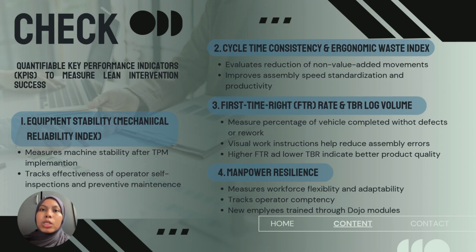Second, the station cycle time consistency and ergonomic waste index evaluate how efficiently operators perform assembly tasks by placing tools and components closer to the workstation. Unnecessary movement is reduced, resulting in more consistent cycle time and improved productivity.